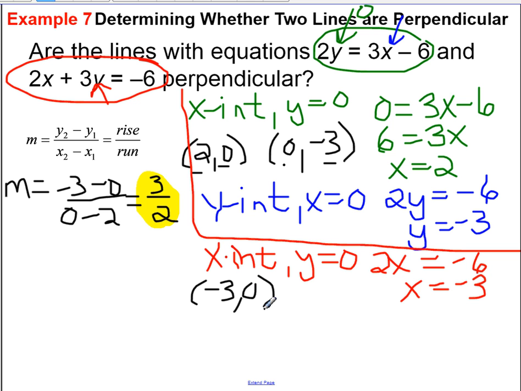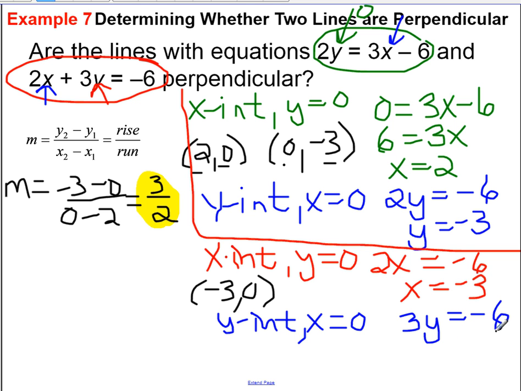So that corresponds to the point of -3, 0. Let's find the y-intercept. The way you find the y-intercept is you let x equal 0, and we're putting 0 into this part of the equation. We get 2 times 0, 0, plus 3y. We get 3y equals -6. Divide both sides by 3 to get y equals -2. So the other point on the same line is 0, -2.